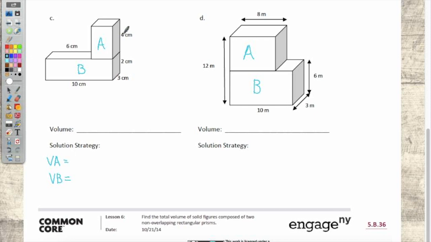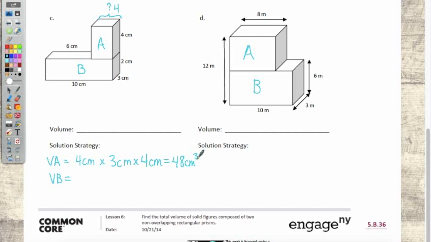So A is going to be 4 centimeters times, here's the width, 3 centimeters. And then how far across right here? How can we figure that out? So I hope you're thinking, take 10 minus 6, and that will give me 4. So it's going to be 4 centimeters times 3 centimeters times 4 centimeters equals, so I guess I could do 12 times 4, 48 cubic centimeters.